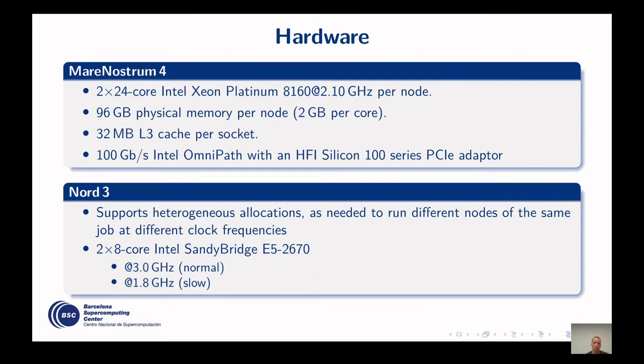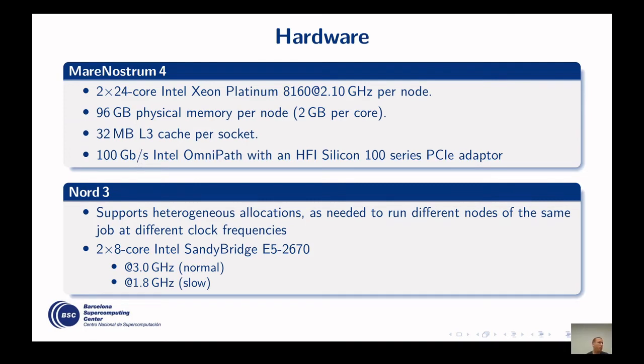Most benchmarks were performed in 64 nodes in the general purpose partition of MareNostrum 4, where every node has two 24-core Intel Xeon Platinum 8160 at 2.10 GHz, 96 GB of physical memory and 32 MB of L3 cache.